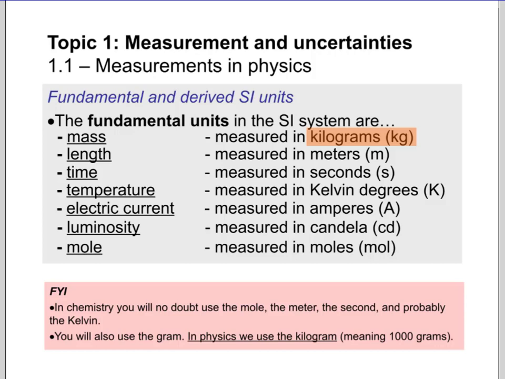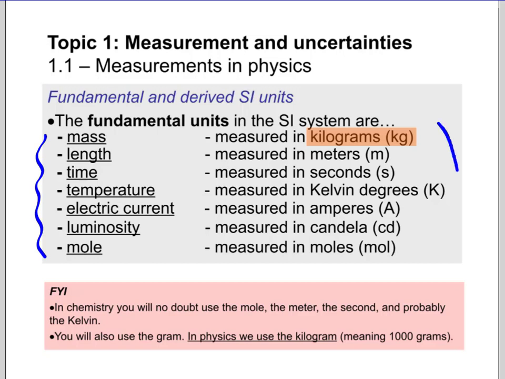All right, so when we talk about fundamental and derived units, there are certain fundamental units that we have chosen to be the base building blocks, and then derived units are built off of those fundamental units. So these are the fundamentals: mass, length, time, temperature, electric current, luminosity, and mole. We will use the first 5 more than we'll use the last 2. So you should be familiar with the units of measure.